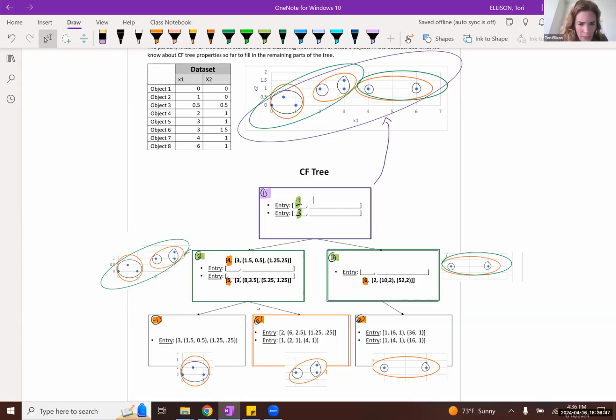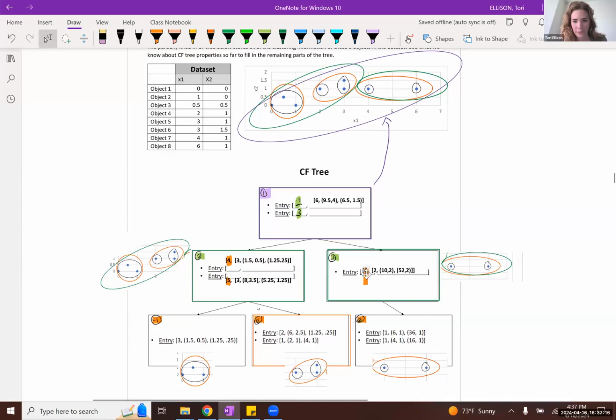So what we would get is now a cluster that, hold on one second, now has 6 observations with a linear sum of 9.5 and 4, and a squared sum of 6.5 and 1.5. Okay.